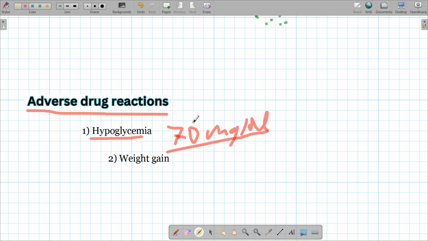It is important for us to explain these signs and symptoms to the patients while they take this drug. The next is weight gain. Weight gain usually occurs due to the increased amount of insulin released when this drug is taken.